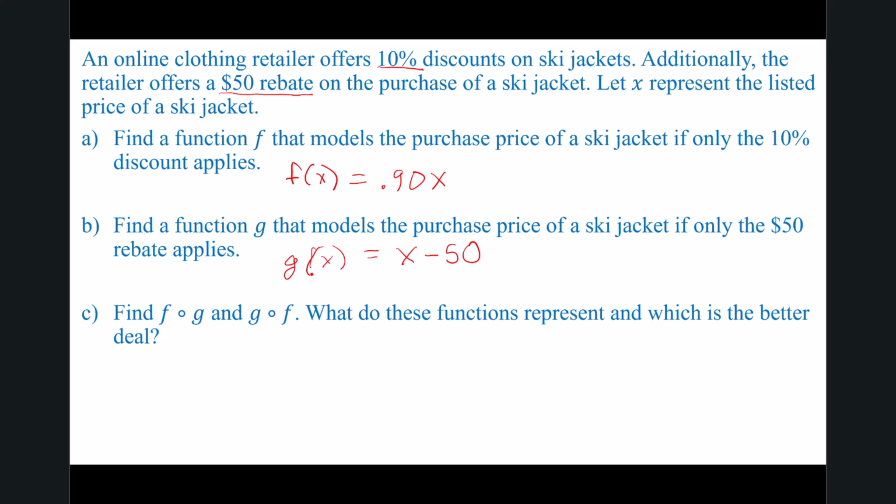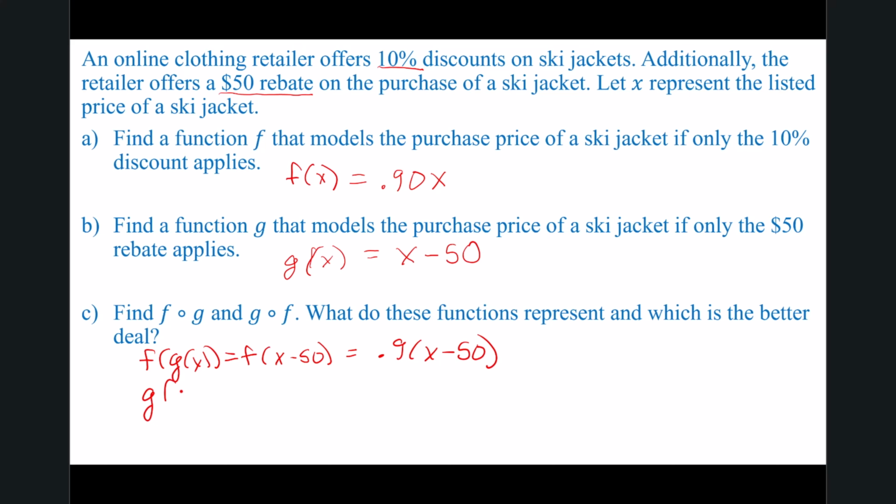So now let's find f of g and g of f and talk about what they represent. So first of all, f of g of x would be f of x minus 50, which is 0.9 times (x minus 50). So in this case, if we look at our order of operations, x minus 50 happens first, the $50 rebate first, and then 10% off what was left.